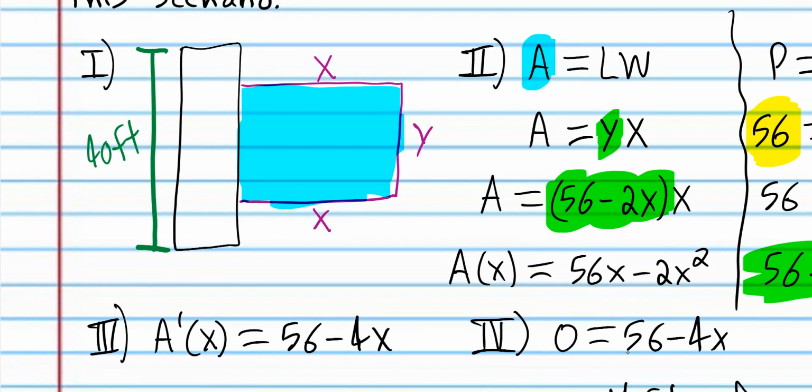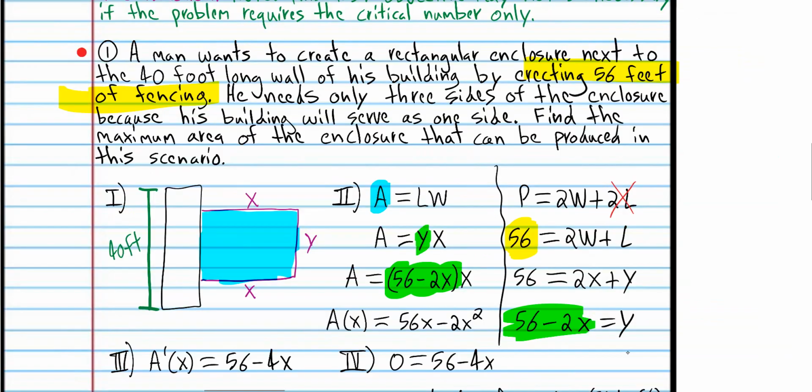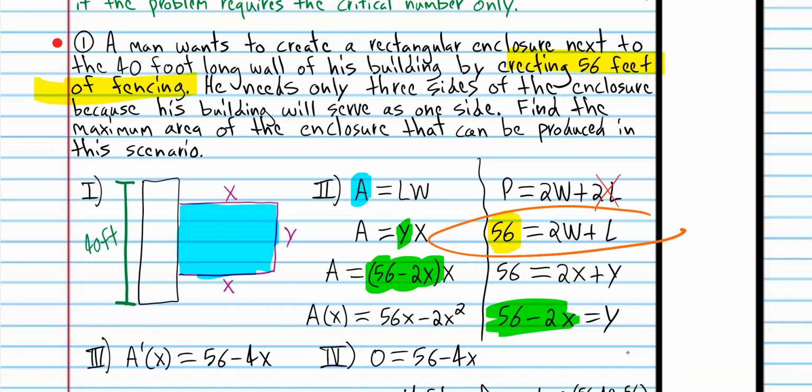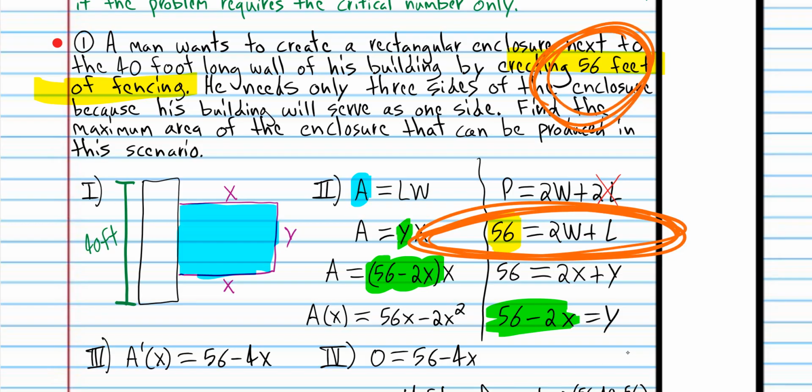But x can be equal to 8. Because that's when y is equal to 40. Remember, think about this equation over here. If y is equal to 40, then that would mean the only leftover fencing for x would be 16 feet, because 56 minus 40 is 16.